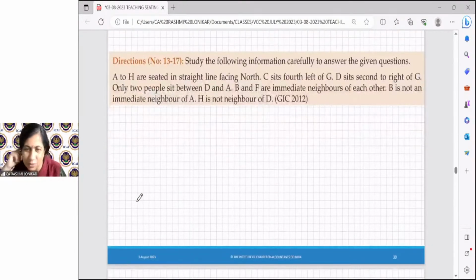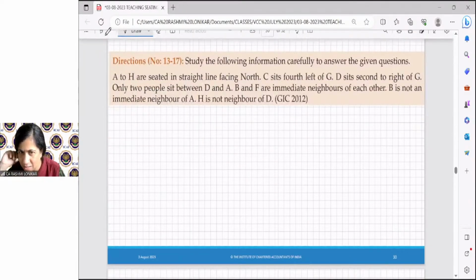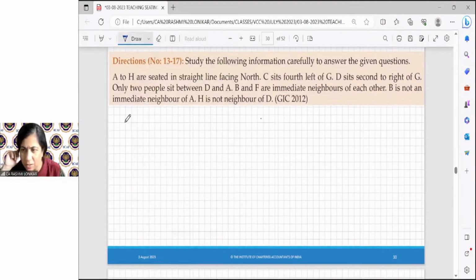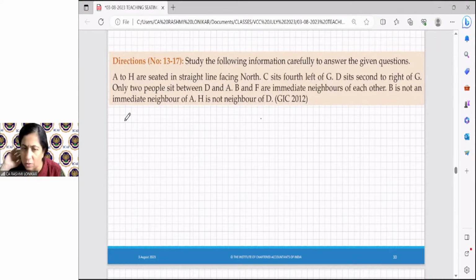Now let us do this. Study the following information carefully to answer the given question. A to H are seated in a straight line facing north. A, B, C, D, E, F, G, H. So how many people are there? 8 people. Just make sure that you have counted, otherwise sometimes you may miss something. You've written all of them, but the numbers don't tally.